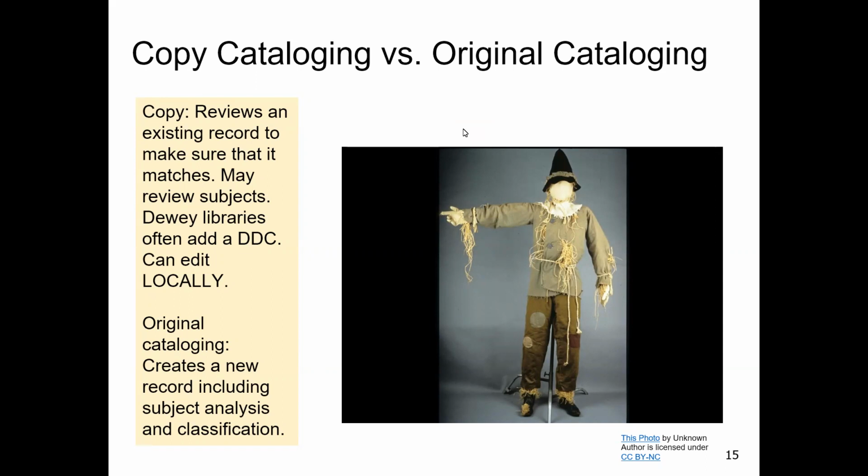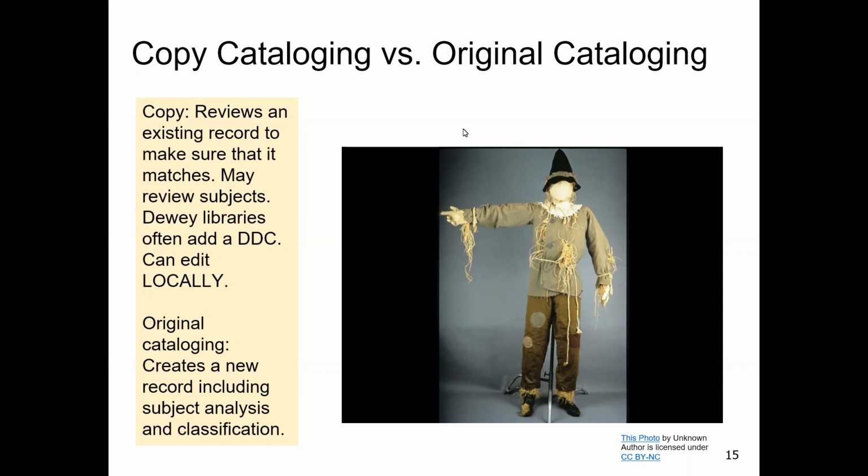Original cataloging, on the other hand, is when you are creating a record completely from scratch. There is no matching record. So if you're a person who is creating original records, maybe you do a little of both. You do copy cataloging and then you create records when you need to.